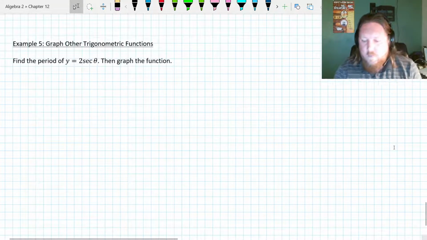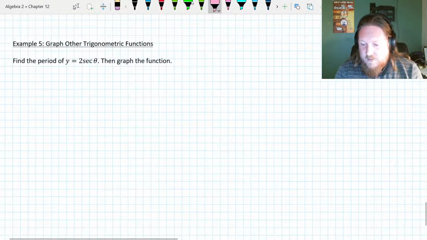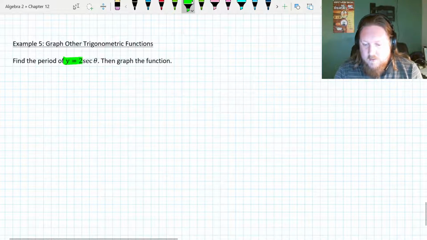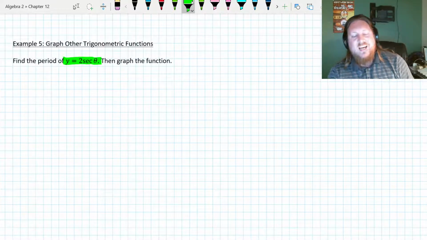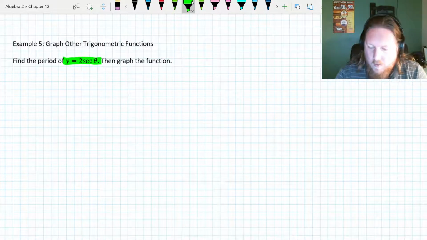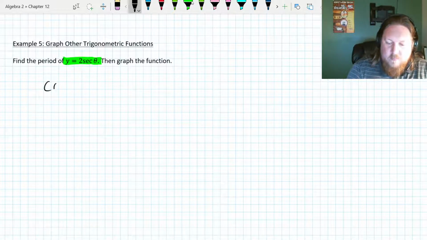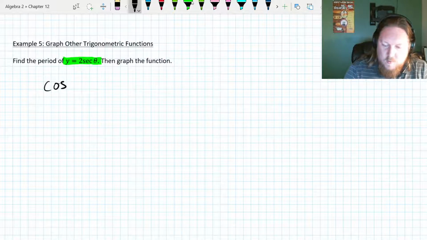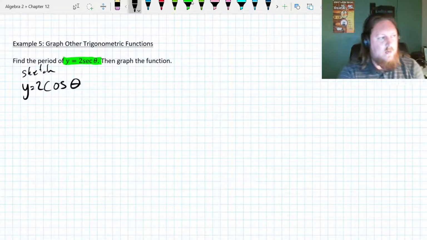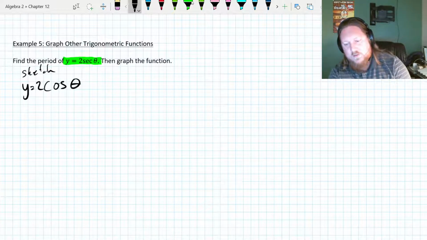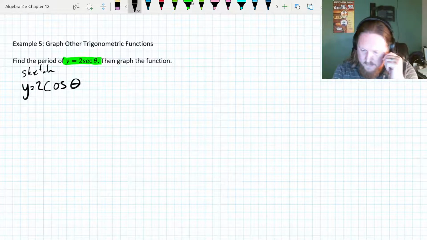So I'm going to graph one of the other trig functions, and you can see this one here is y equals 2 times the secant of theta. So if it's secant, I know it's actually related to cosine. So I'm going to sketch y equals 2 times cosine of theta. That's where I want to start. I don't actually start with graphing secant of theta.